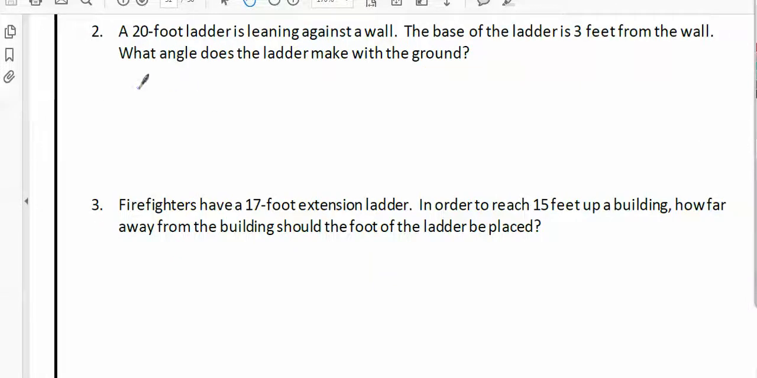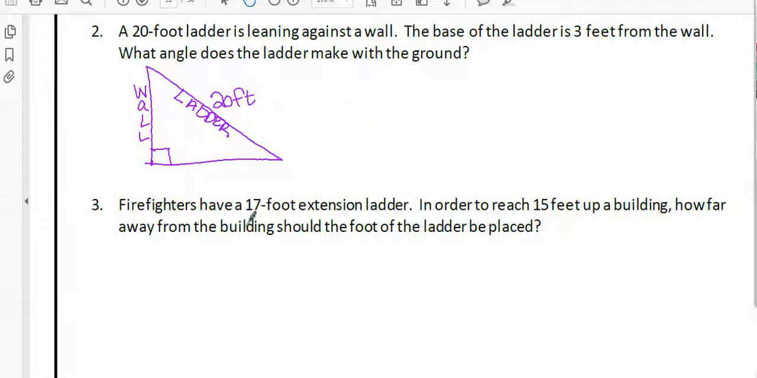So, number 2, I'm going to draw my picture. A 20-foot ladder is leaning against a wall. Well, walls go up and down, and ladders go diagonally when it leans. So this is a 20-foot ladder. It is 3 feet from the wall. And what angle does it make with the ground? So that's how I would set that picture up.